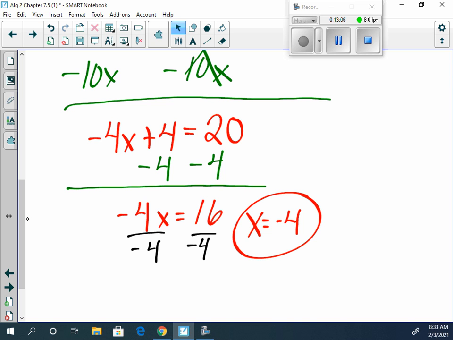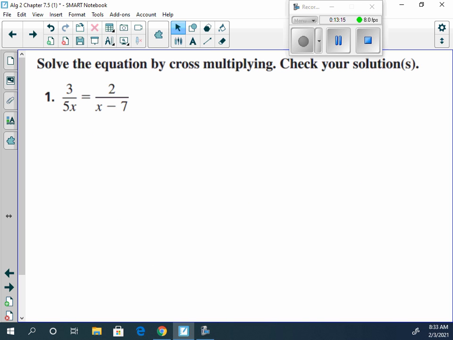Now, is x equals negative 4 one of our restrictions? Well, no, so this works. Yeah, negative 1, so it works. It's one of our solutions.